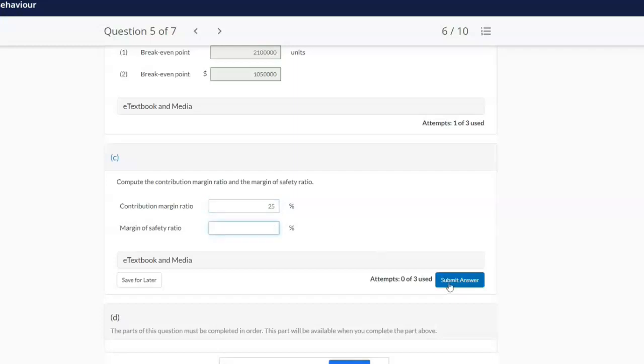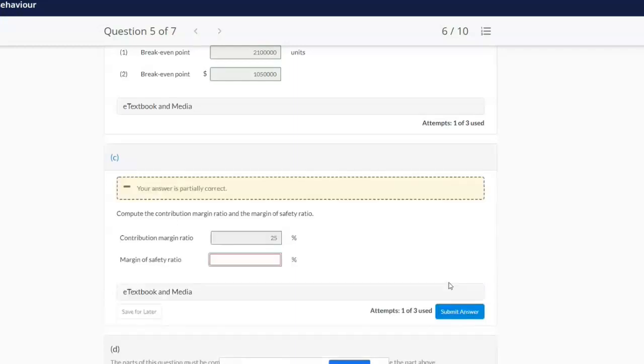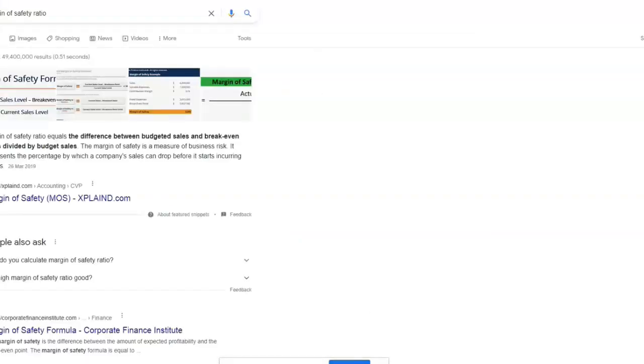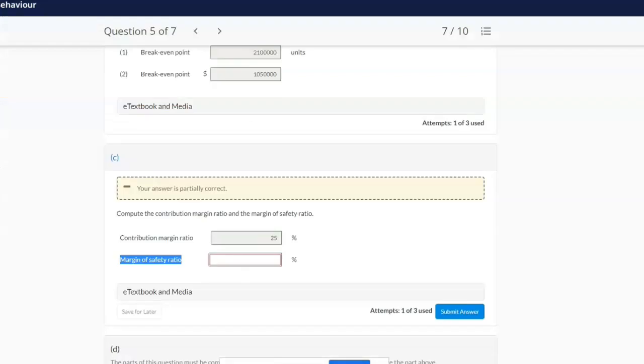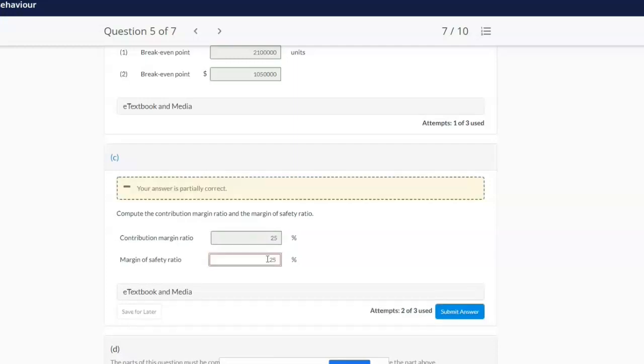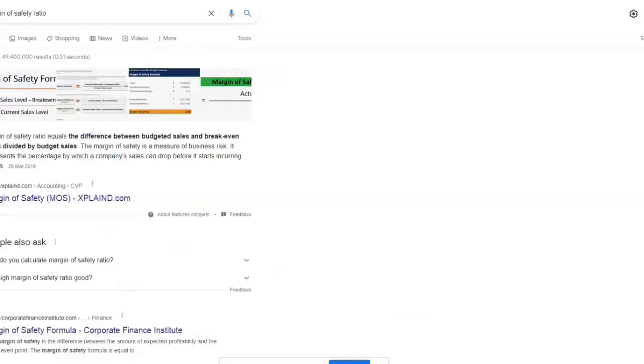You don't have the margin of safety. We'll calculate that tomorrow. Can you give us the answer? Try 25. Try 27. We all have different numbers. Okay, never mind.